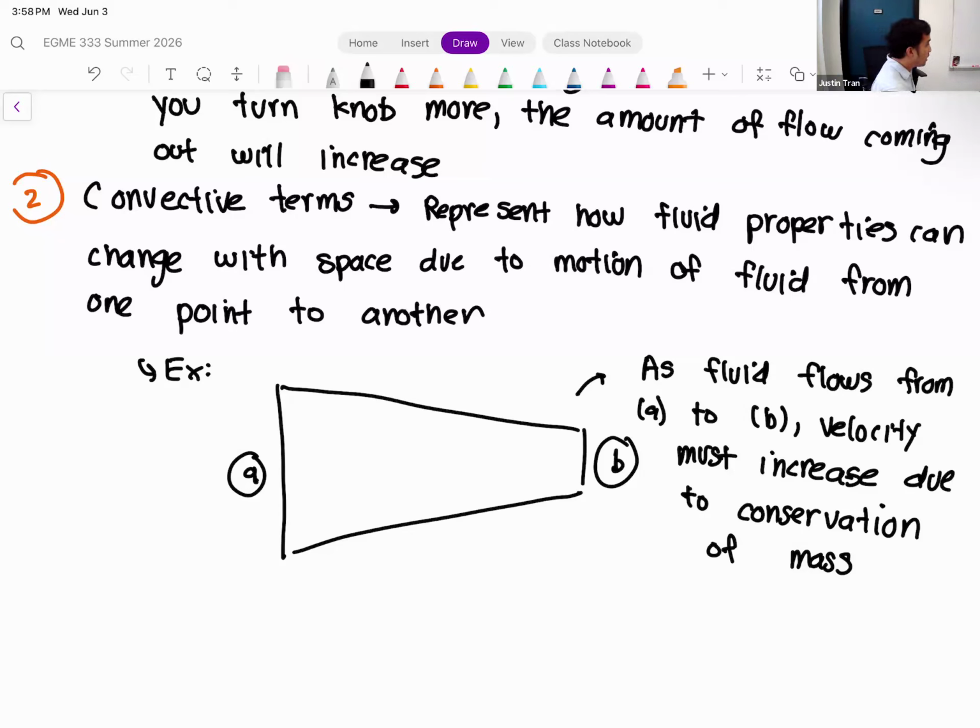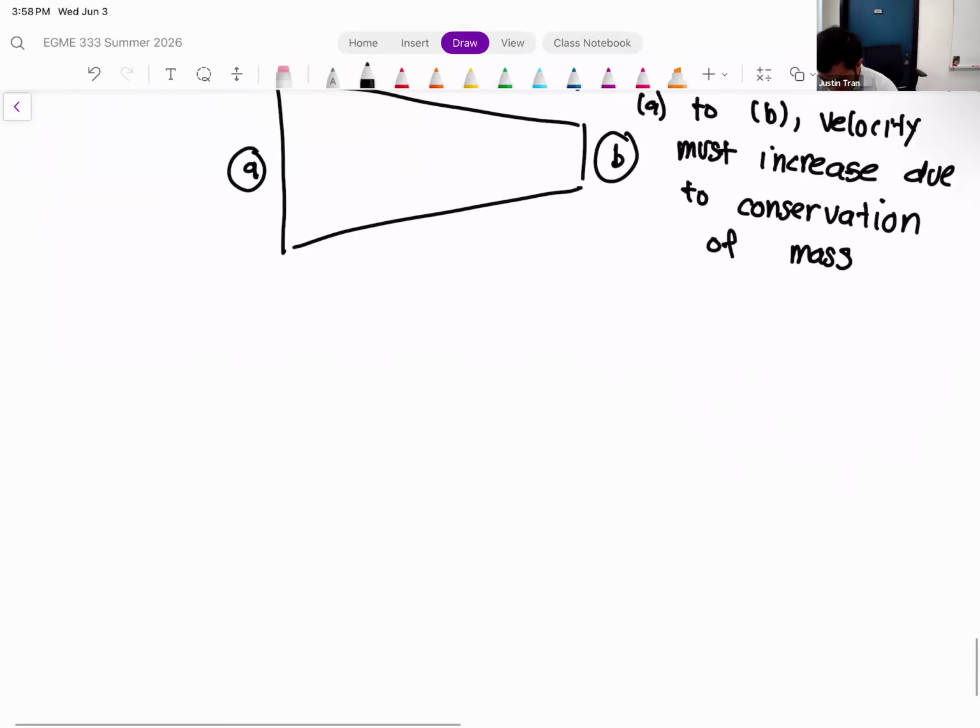All right. Any questions on this? Okay. All right. So one more concept before we go to break. Let's talk about the difference between systems and control volumes.